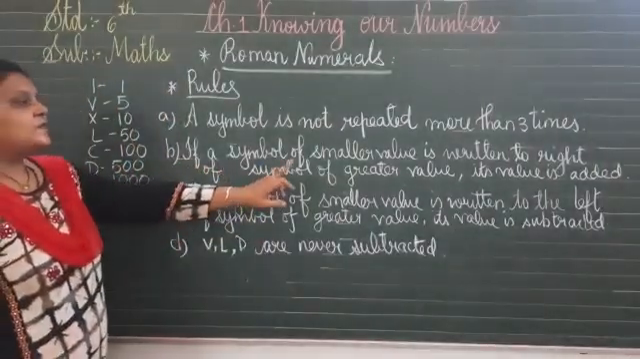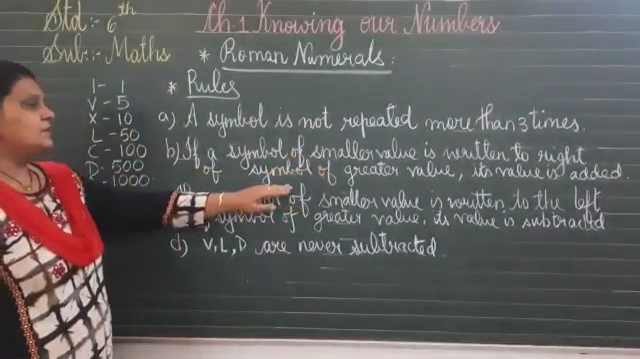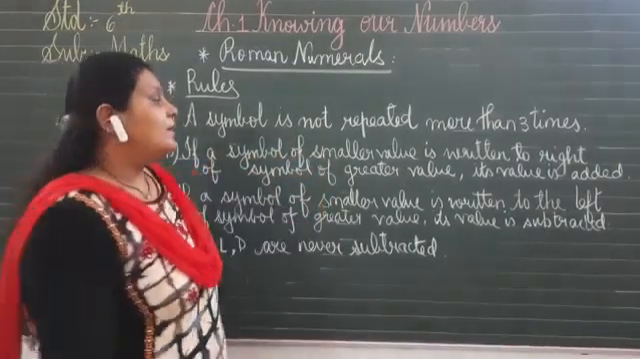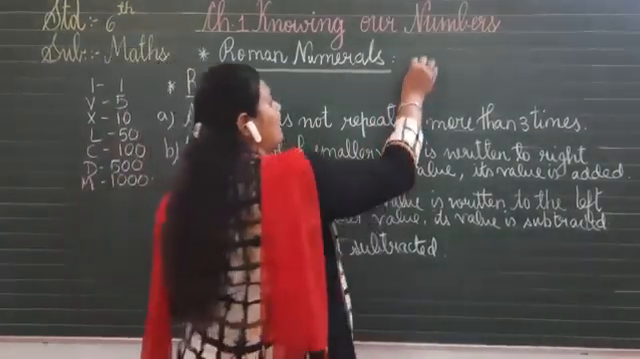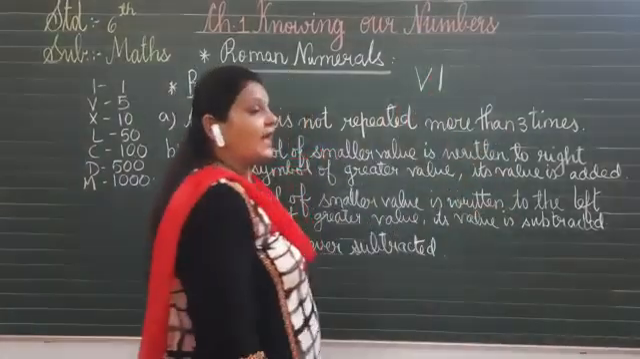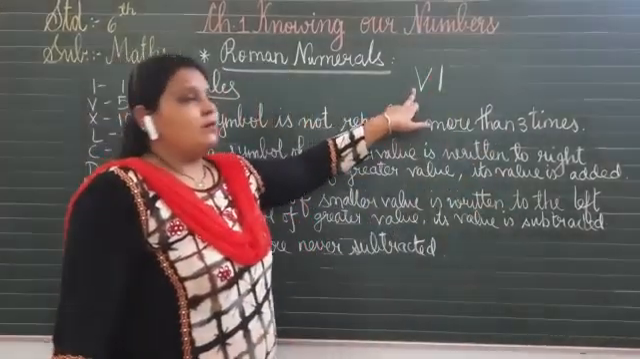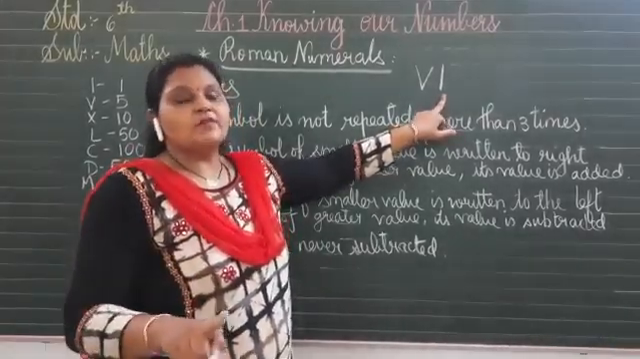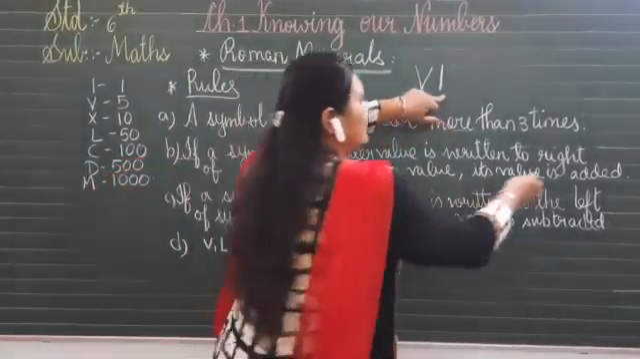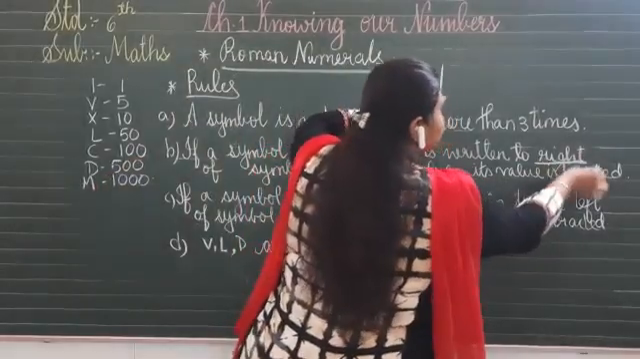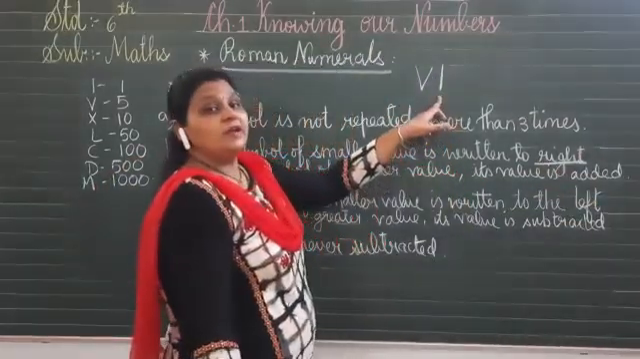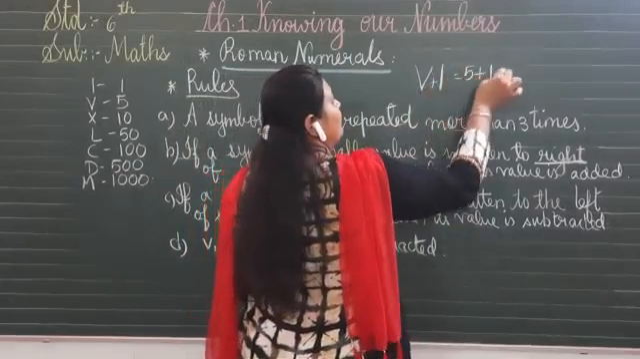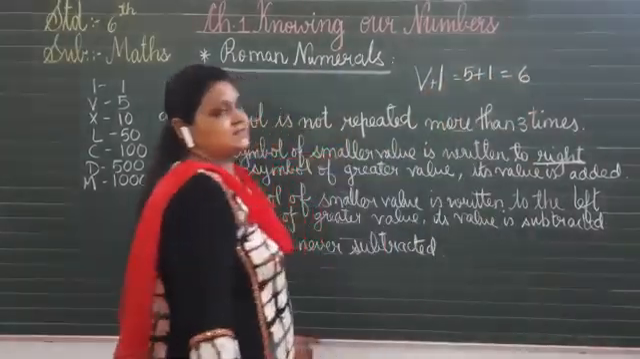If a symbol of smaller value is written to the right of a symbol of greater value, its value is added. For example, I have written VI. V stands for 5, I stands for 1. 1 is a smaller value which is on the right side. Then that value will be added. So it will be 5 plus 1, 6.